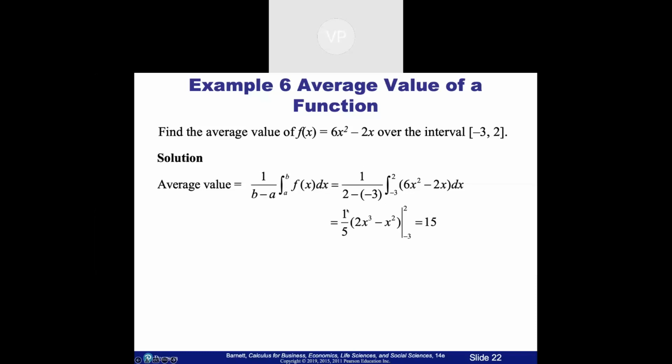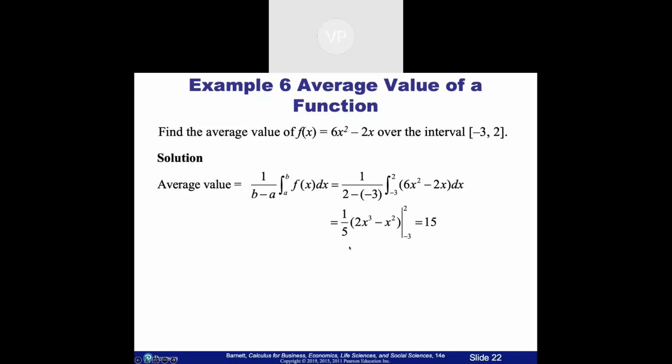So we integrate, we have the 1/5. We integrate the 6x squared. So that's 2x cubed, the 6 divided by 3 becomes a 2 out front. This -2x integrated becomes a power of 2 divided by 2, and you're left with just minus x squared. So we plug in the 2, we plug in the -3, we subtract those values, and then we divide that by 5.